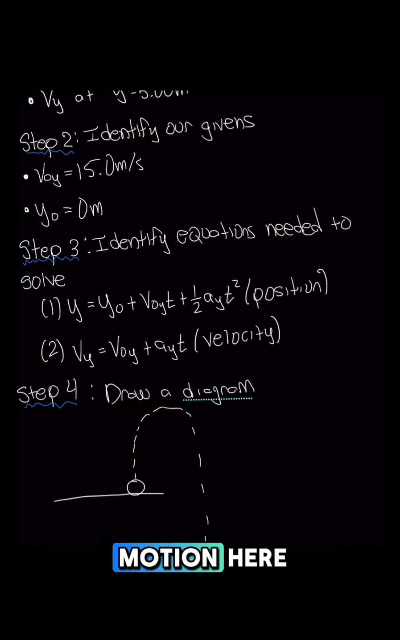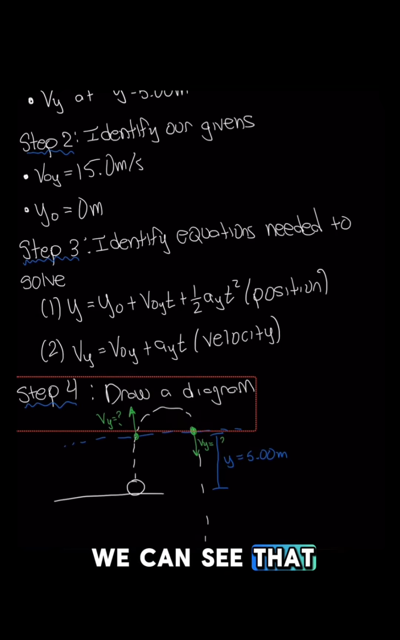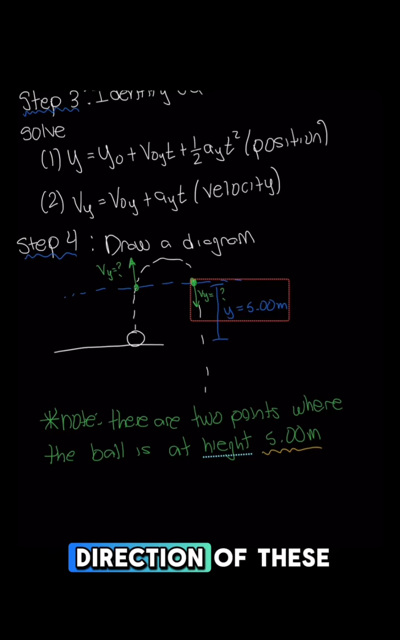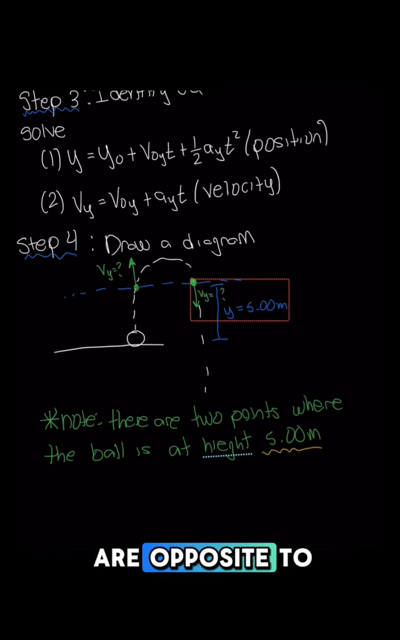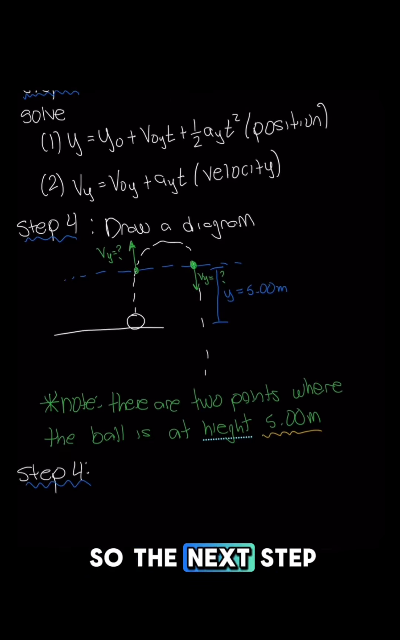So the next step is to draw a diagram. We have the ball's motion here, and we identified the height of 5 meters. If we draw out velocity vectors, we can see that there are 2 points where the ball is going to be at a height of 5 meters. We can also see that the direction of these 2 velocity vectors are opposite to each other. That means we're going to have 2 solutions for this problem, one negative velocity and one positive velocity. So the next step is just to solve.